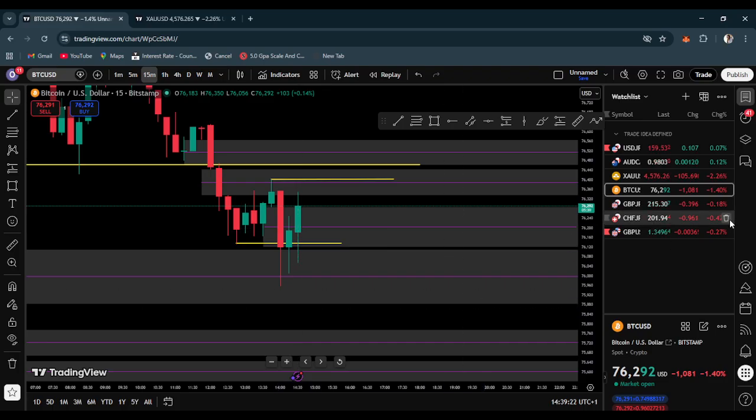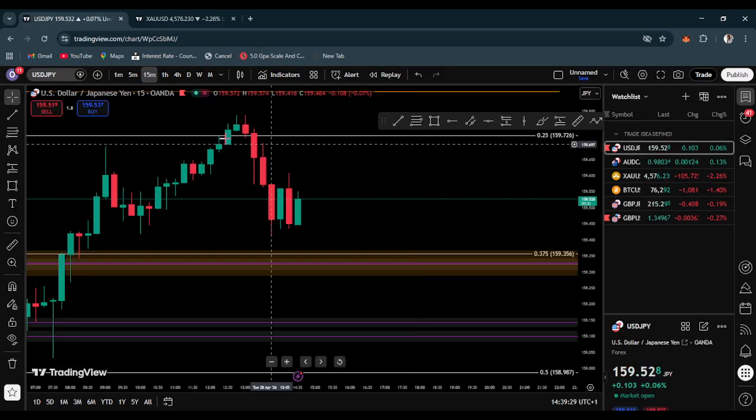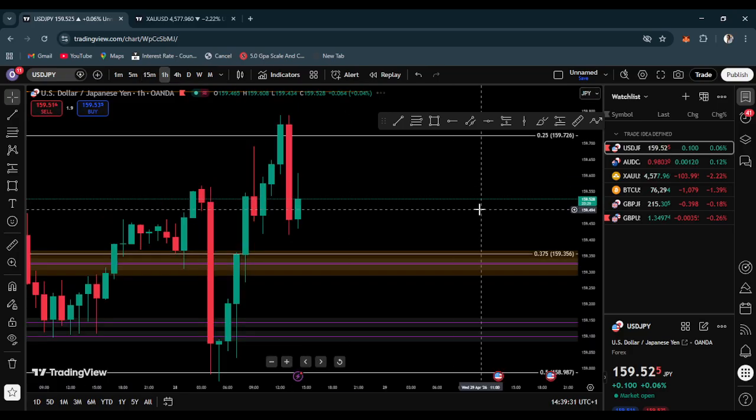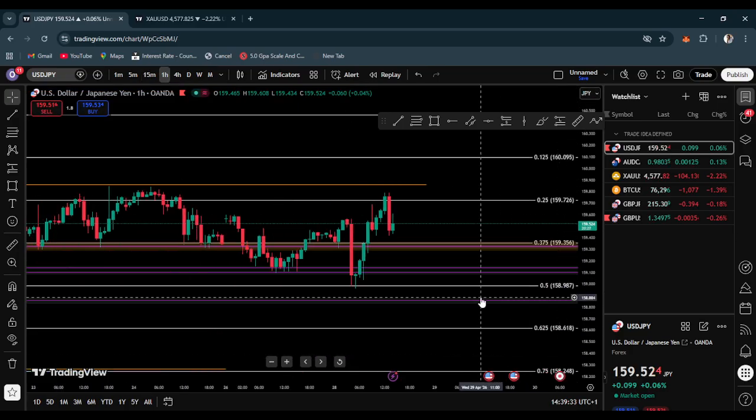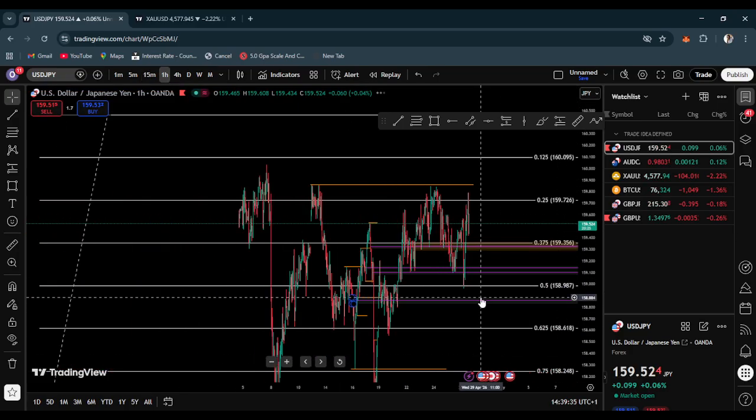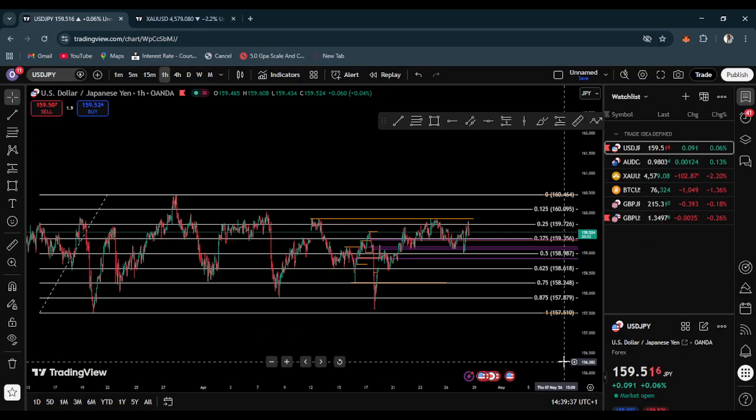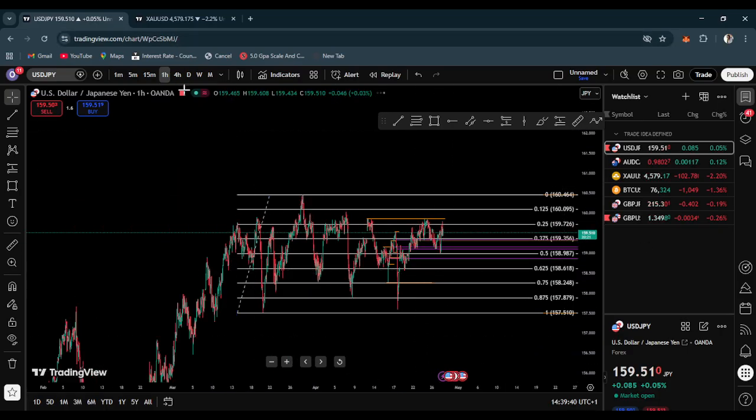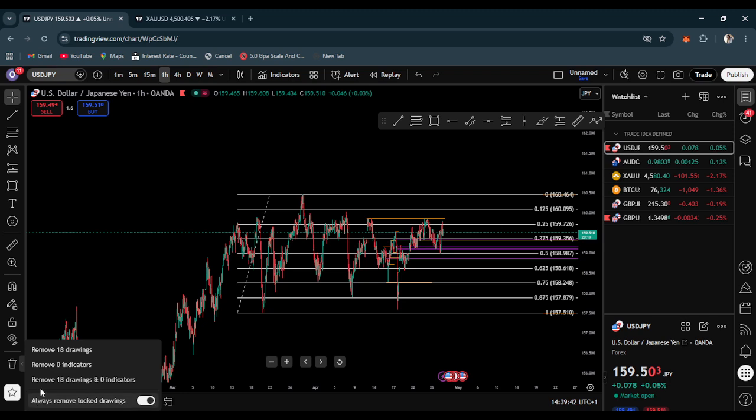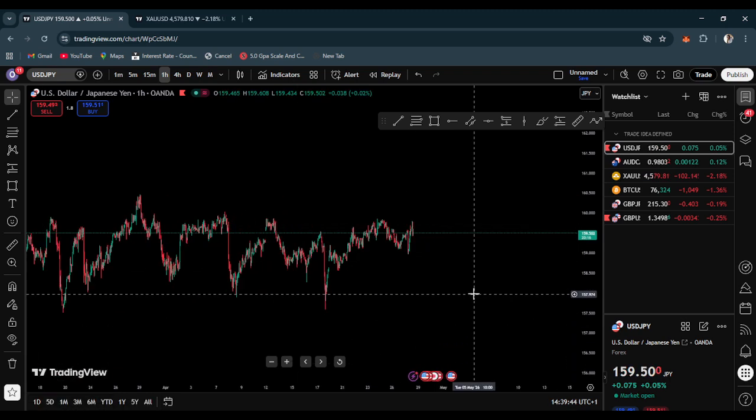Let me delete some of this so we are not tempted to want to go look at it. I was thinking of looking at UJ because I saw these structures and all. But let me delete everything.